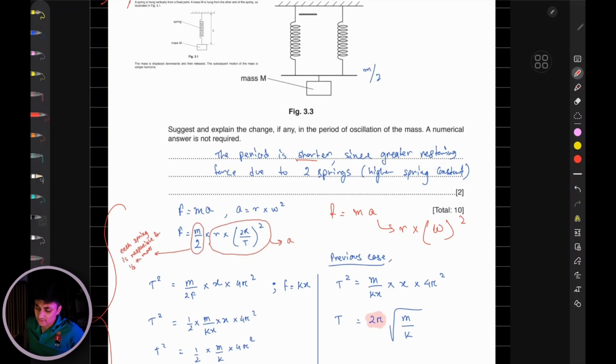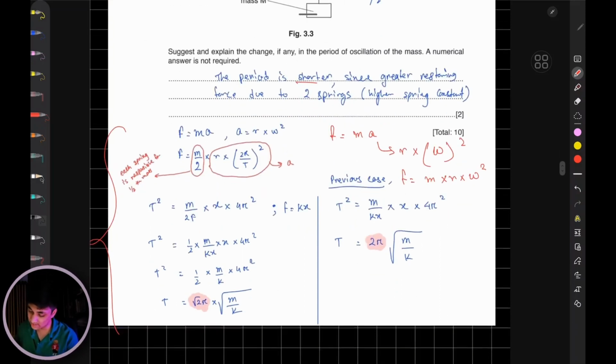Now with F is equal to ma, when you substitute this expression into acceleration, you're left with F is equal to m times R times angular frequency squared. So when you break angular frequency down to get a formula of time period, you will see that F is equal to m times R times (2 pi by T) whole square, right? Fair enough.